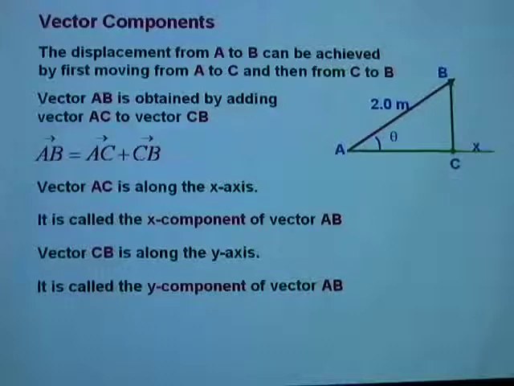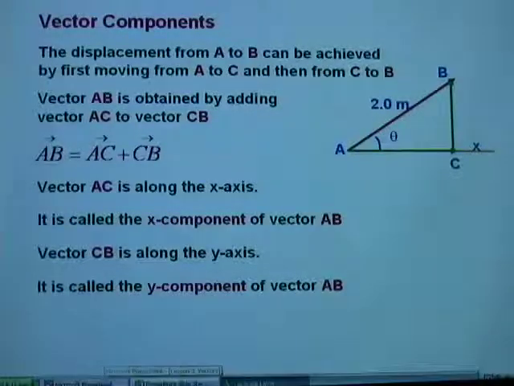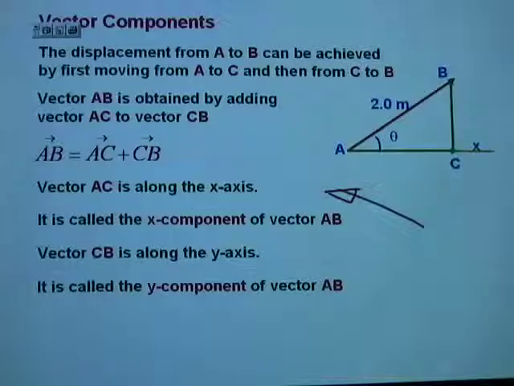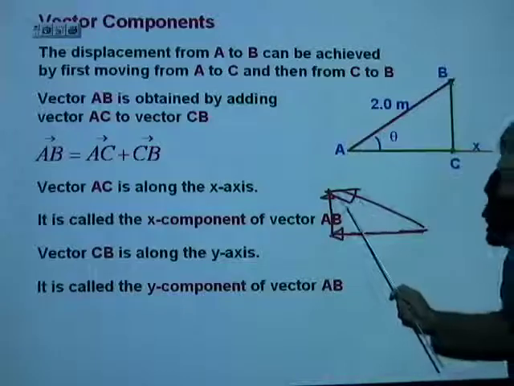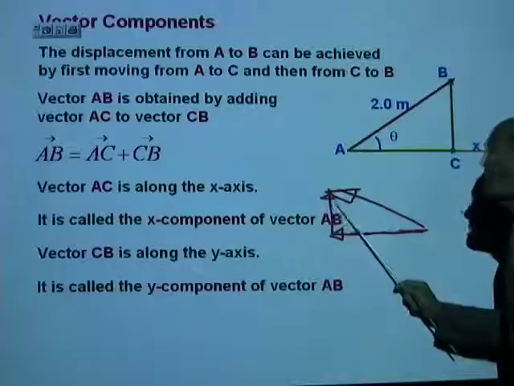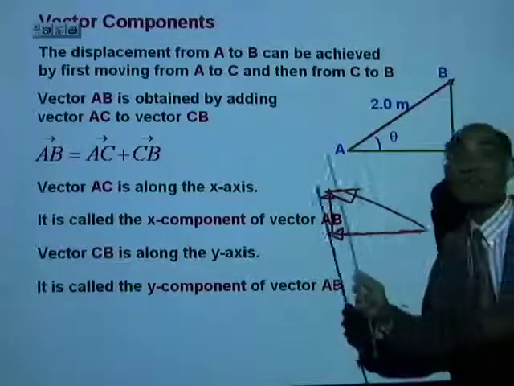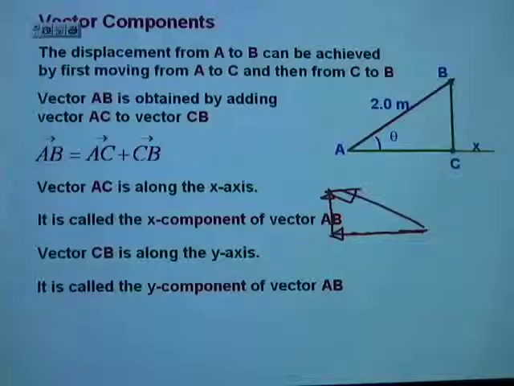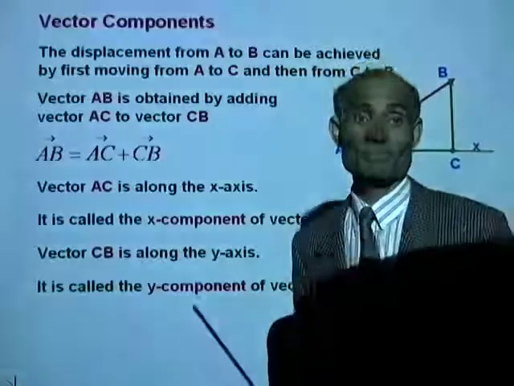For example, if I have a vector like this, look at that. If I have a vector like that, this is the x-axis. Now, it has this x component and this y component. Look at the way I construct. If this is a vector, then its x component is this and the y component is that. Any vector can be broken into an x component and a y component.